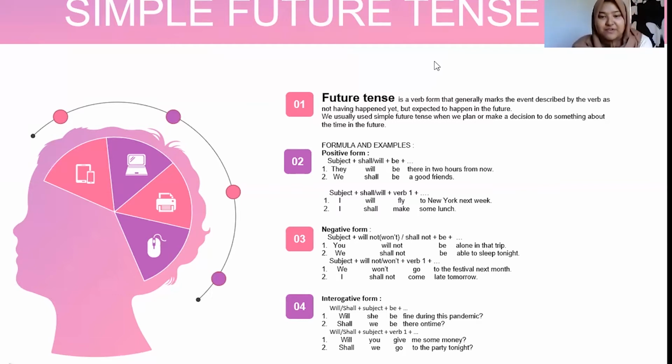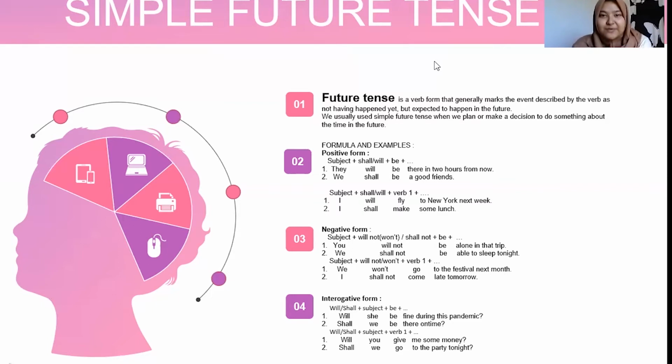Okay, move on to the fourth point, which is the interrogative formula. We use the interrogative formula when we want to ask something. The formula is will or shall plus subject plus be. The example: will she be fine during this pandemic? Question mark.